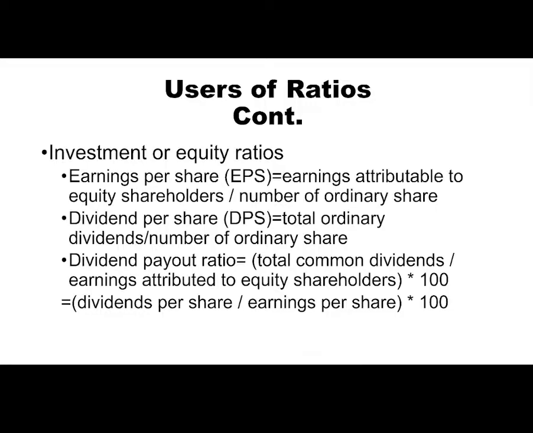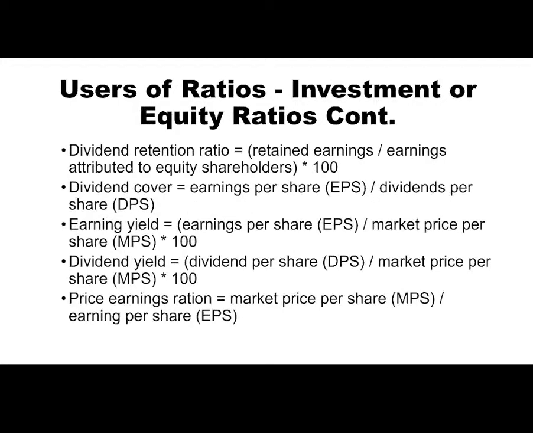So hope we are on the same track as we continue. Let's look at the dividend retention ratio. Here, the retained earnings, you have to divide by the earnings attributable to equity shareholders. The result you multiply by 100. Then you have the dividend cover. The earnings per share, the EPS, you divide by the DPS or dividends per share. You are going to get the dividend cover.